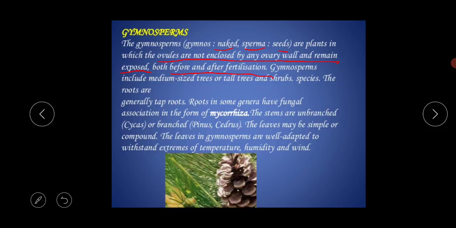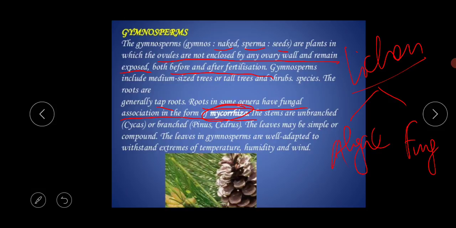The roots are generally tap roots. Roots in some genera have fungal association in the form of mycorrhiza. What is the meaning of mycorrhiza? This is one symbiotic relationship. Have you heard the term lichen? I think you have heard it. It is also one kind of symbiotic relationship of algae and fungi. The same thing happens in mycorrhiza. So the roots in some genera have fungal association in the form of mycorrhiza.